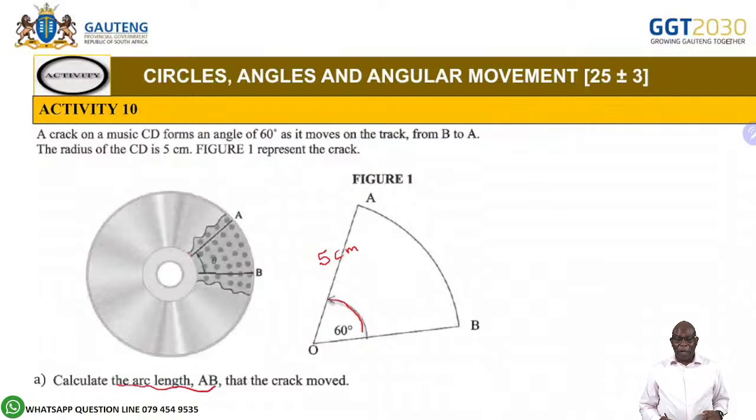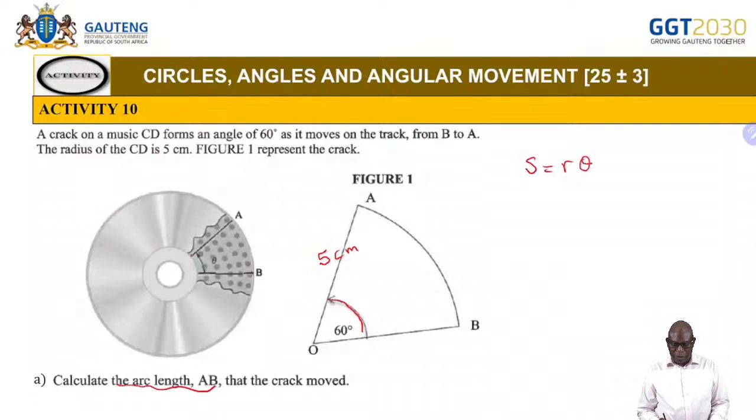The first question says, calculate the arc length. So you go to your formula sheet and check which formula to use for arc length. Now for the formula for arc length, first, what do I need to do? I need to change the degrees to radians. Remember, the formula for arc length is S equals r times theta. But the theta must be in radians. Angle must be in radians. So what should I do? I'll change the 60 to radians.